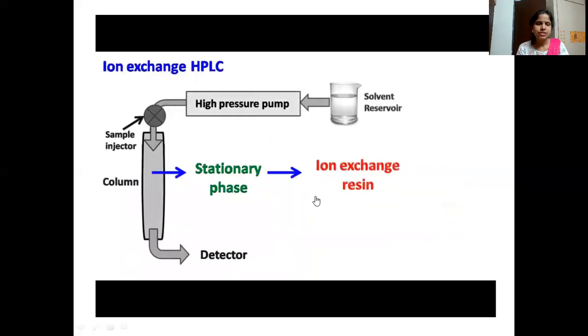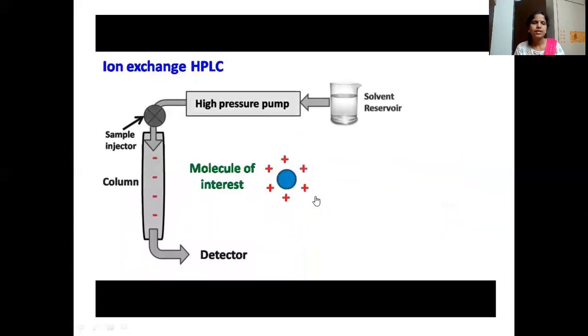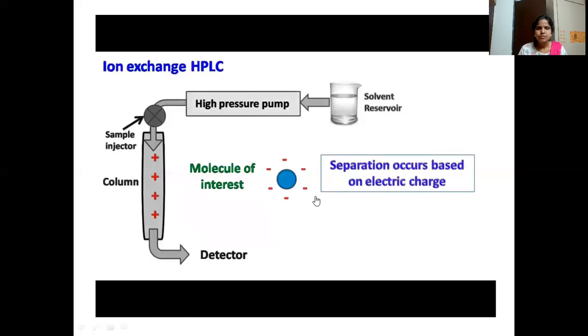Then HPLC with ion exchange. As I said, it is exchange of ions. We can go for a positive exchanger, that is cation exchanger, or a negative one, that is anion exchanger. Based on the cation and anion exchangers, the components will be eluted out. So separation occurs based on electric charge. This is how HPLC works and how we can determine the unknown components present in a sample.